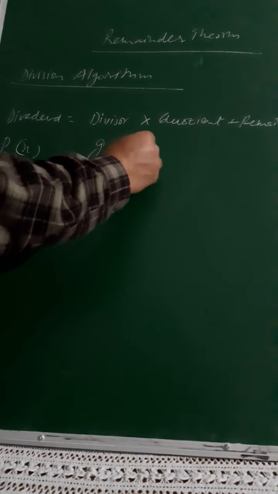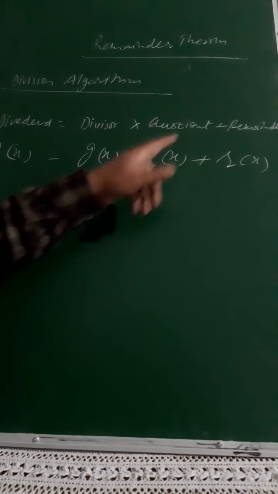in polynomials and why this is introduced here in class 9 to you, followed by the factor theorem also. So dividend is the polynomial which we are going to divide, and it will always be expressed in terms of, suppose I am taking variable x, so p(x). Divisor will be g(x). Quotient will be q(x) and remainder will be r(x).